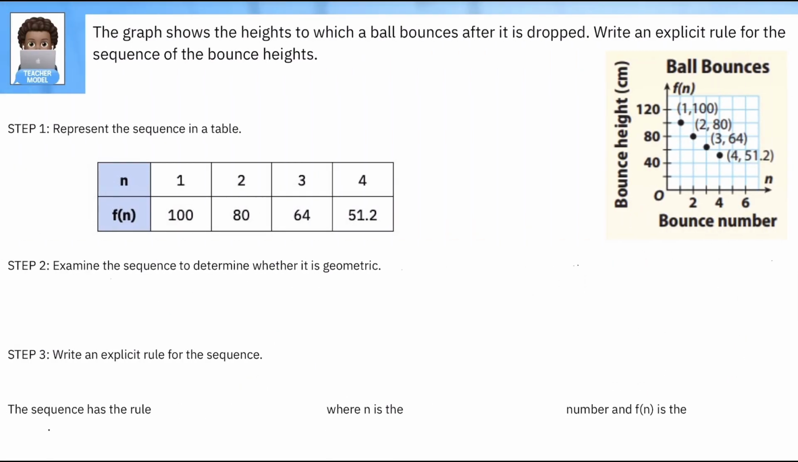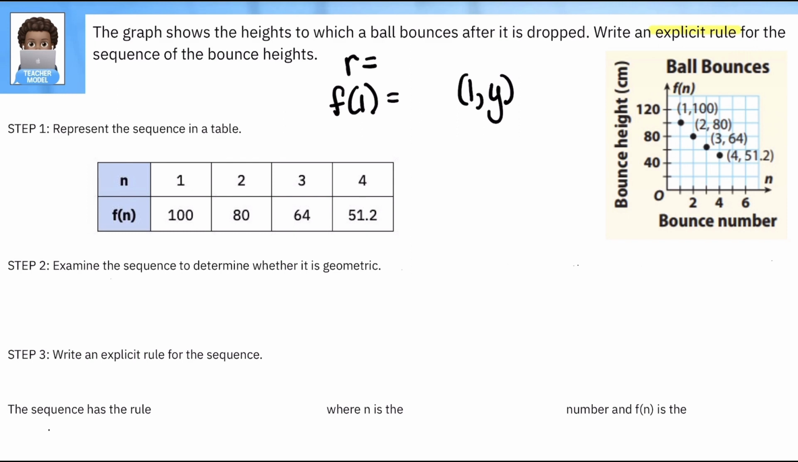All right, let's look at our first model problem. And here I'm trying to make an explicit rule for the sequence of bounce heights on the chart. And that means I need two values. I'm going to need that common ratio r, and I'm also going to need f of 1. And that is, when I have x is 1, what is the y value? That's the one I'm going to look for. So that one's the easiest one to get.